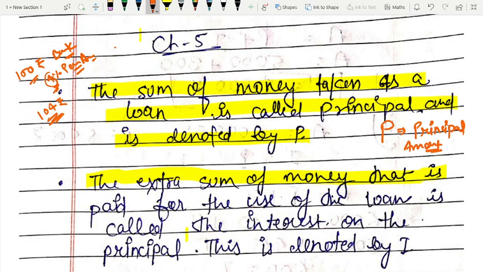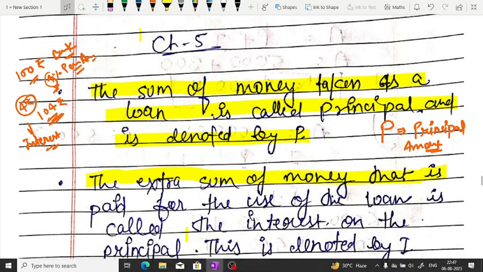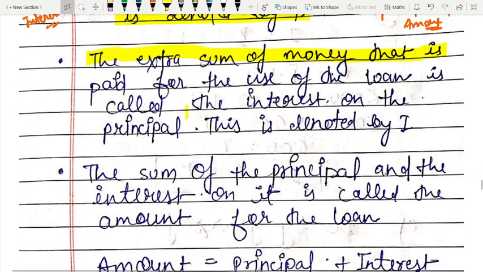So the extra amount for 100 rupees was 4 rupees. What was that? It is called our interest. Is it clear? The interest will be denoted by capital I. Capital I means interest. Now let's move to the next point.